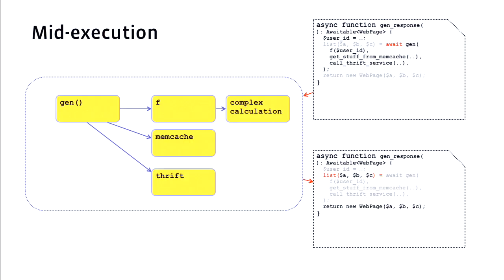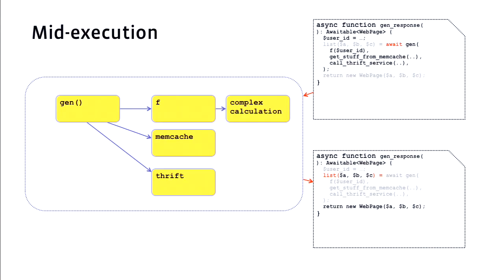So assuming that happens, so the complex calculation happens, memcache happens, thrift happens, you'll notice that there's no dependencies between them, so we can actually dispatch the I/O in parallel. And we don't have to say that, all right, we must have unpacked the result from memcache before we can go into F, or before we can go into thrift. But assuming all of these guys come back, gen is now ready to say, all right, my dependencies are satisfied. I am exiting this awaitable execution.